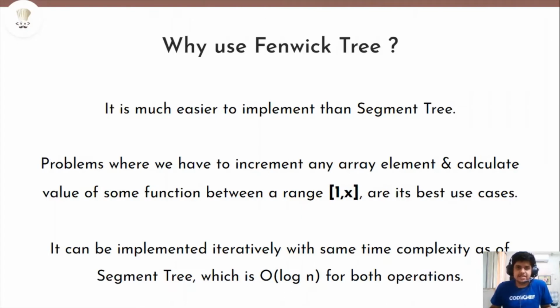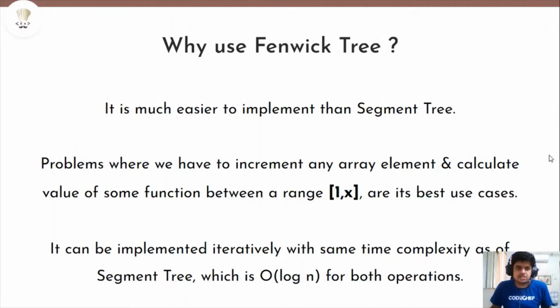Now what is exactly the difference? In a Fenwick tree, you get the answer from 1 to x and not from L to R, right? So you cannot specify a two bounded range. You just specify the right endpoint and we get the answer from 1 to x. It is obvious that if you have L comma R, you can find the answer from 1 to R and 1 to L, and then do whatever you want. The third point is that it can be implemented iteratively with the same time complexity as the segment tree, which is O of log n for both operations.